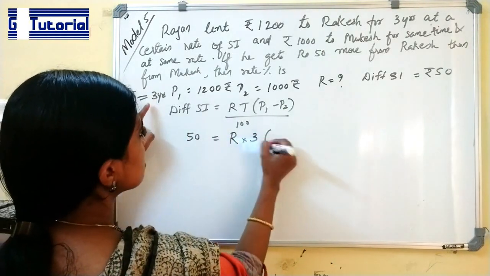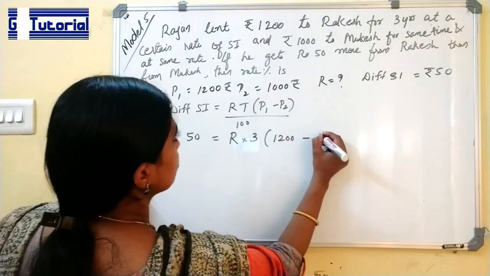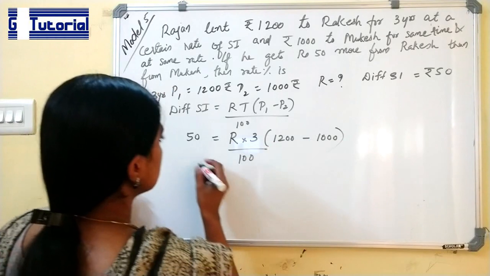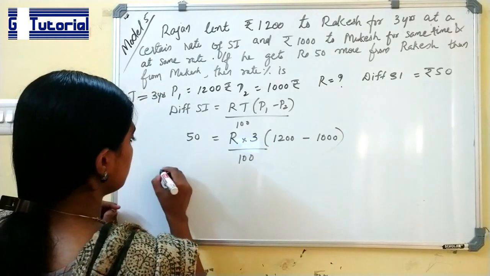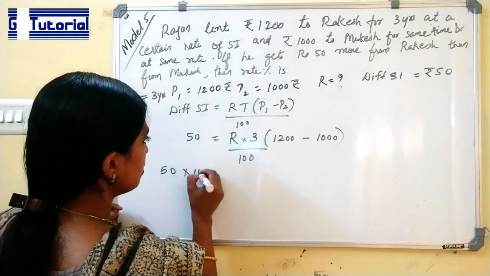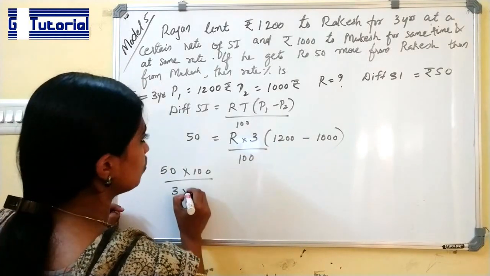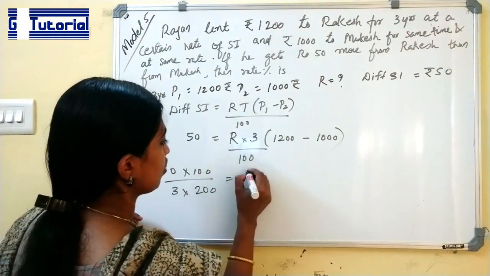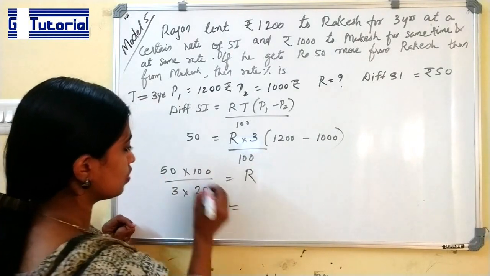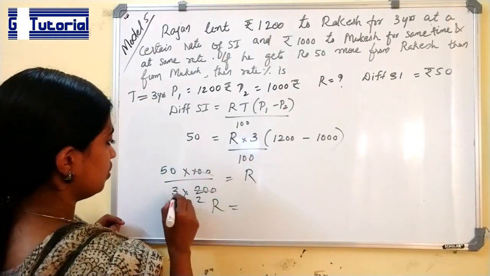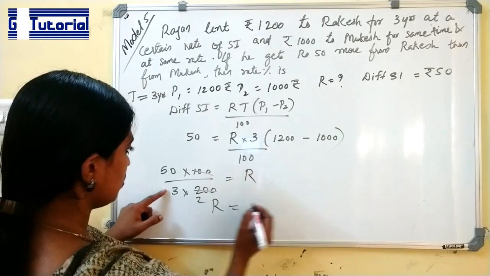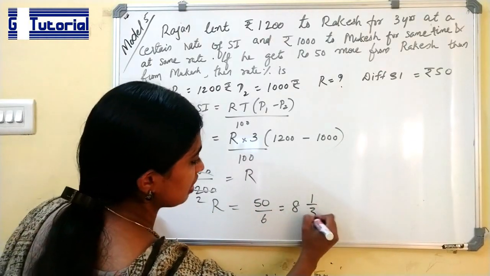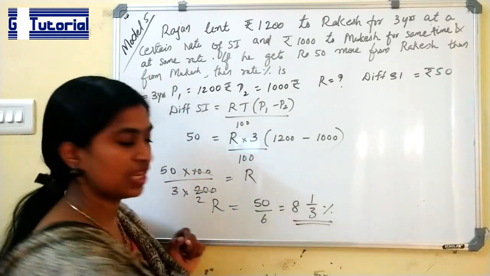T is 3 years. P1 is 1,200 and P2 is 1,000, divided by 100. So 50 into 100 divided by 3 into 200, since 1,200 minus 1,000 is 200, which is equal to rate. R is equal to 100 by 12, which is 50 by 6, which is equal to 8 1 by 3%. Next question.